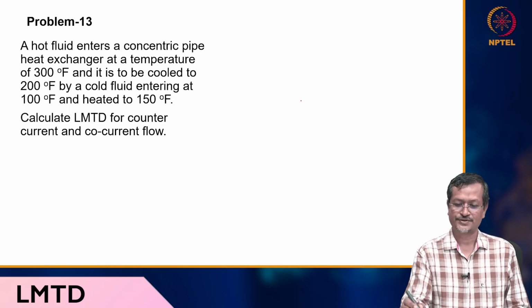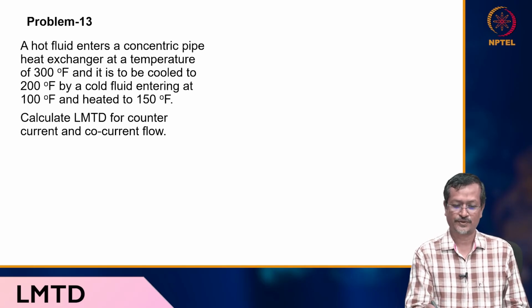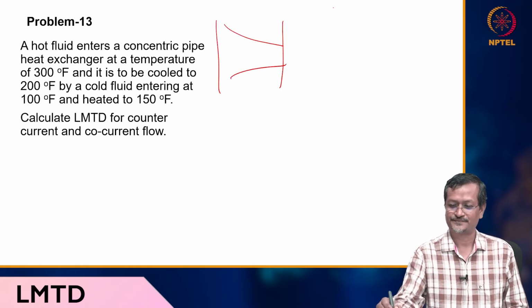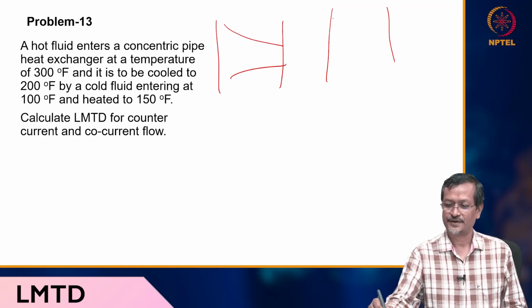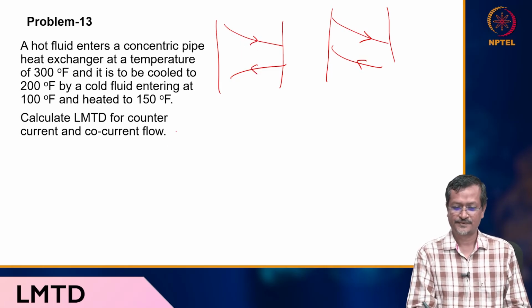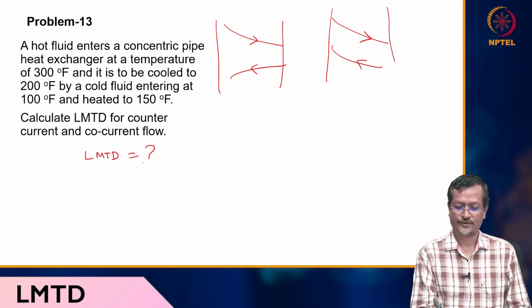Again, hot fluid enters a concentric pipe heat exchanger, temperature this one to be cooled. Cold fluid enters this one. Calculate LMTD for counterflow; both you have to calculate actually. So this one also you try. This is a very simple problem, LMTD formula. I hope you can solve it.